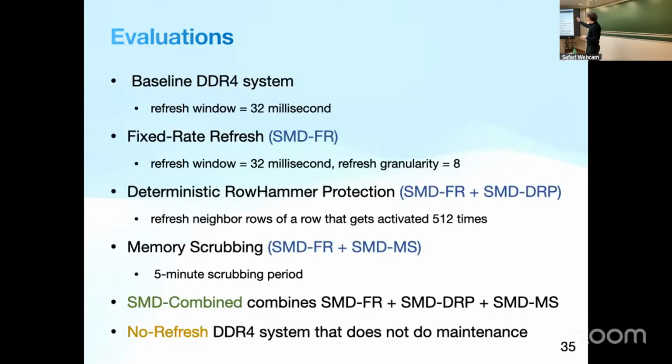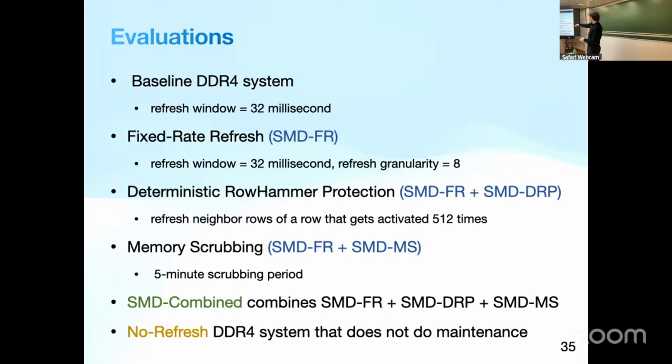So the paper compares multiple system configurations. First of all, we have the baseline DDR4 system. This is just any normal computer essentially you could find anywhere. Then we have fixed rate refresh. This only implements the refresh. Then we have deterministic RowHammer protection. This implements the RowHammer protection along with fixed rate refresh.